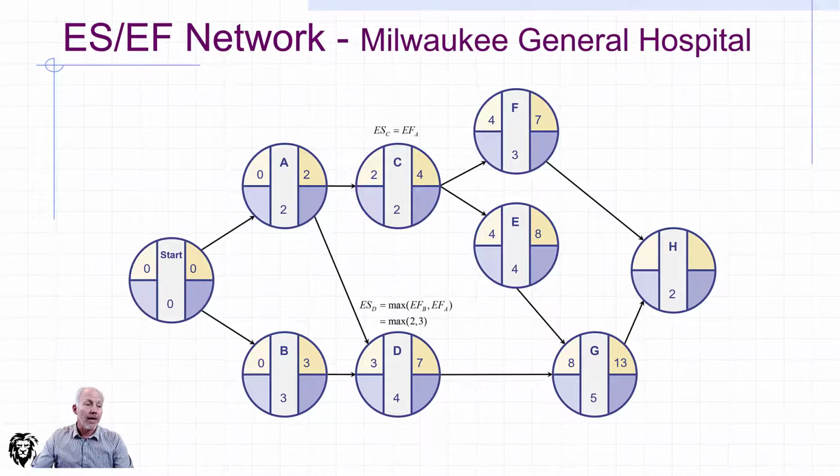And finally, at our last activity, again, 2 predecessors: F with an earliest finish of 7, and G with an earliest finish of 13. We have to take the larger of the two, and so we take the 13 from G, add the duration of 2 to it, and we get an earliest finish at H, and indeed for our entire project, of 15. And so that is the forward pass.